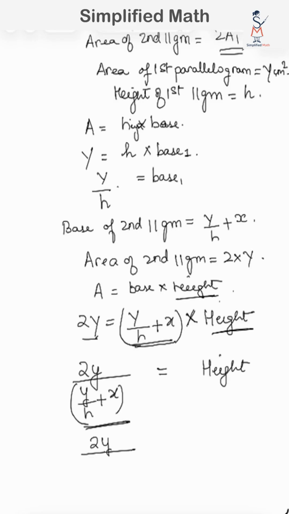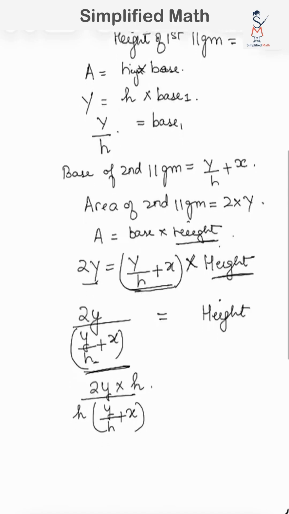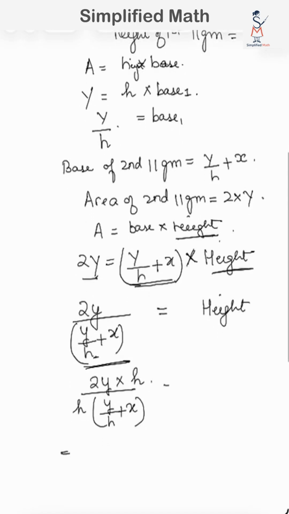Fine. That means we have to remove the h from the denominator of the denominator. This h we have to remove. To remove this h, we will multiply the numerator also by h and the whole denominator also we will multiply by h. Fine. So now what will it become? This is equal to height.